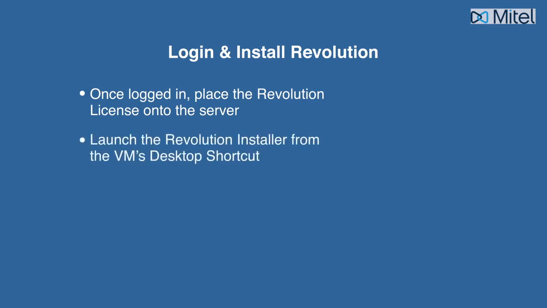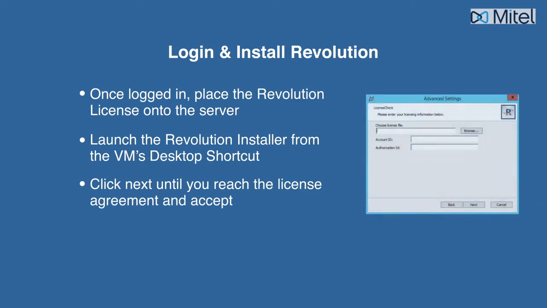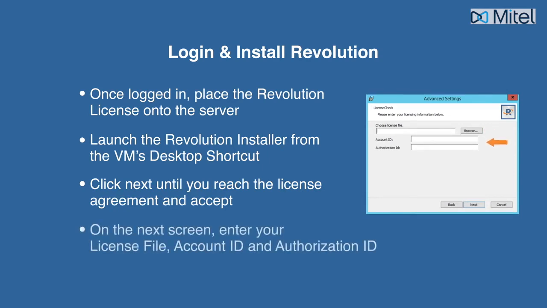To begin the installation process on a VM, launch the Revolution installer, click through the setup screens until you reach the license check screen. This is where you will need to choose the license file by clicking Browse and selecting the file saved on your VM server. Next, enter your account ID and authorization ID found in the license email referenced earlier.